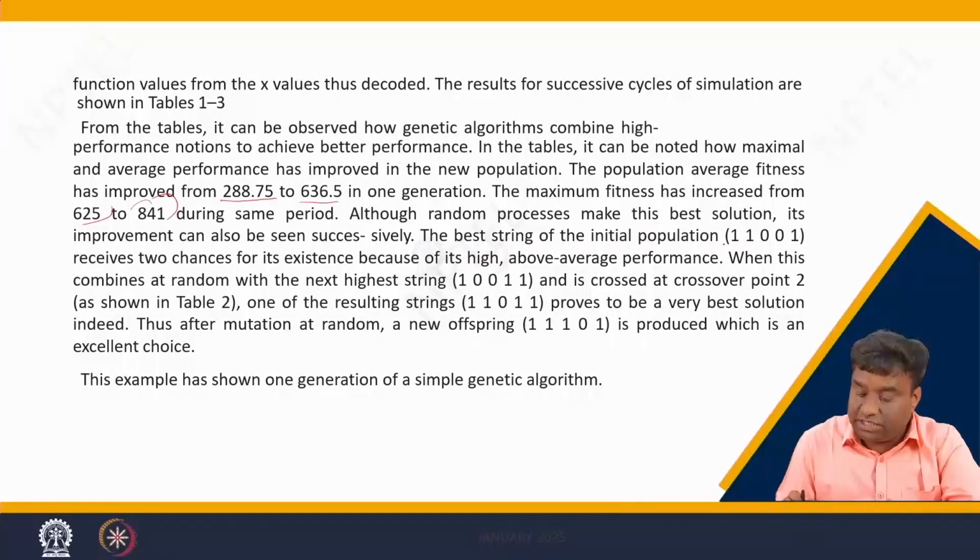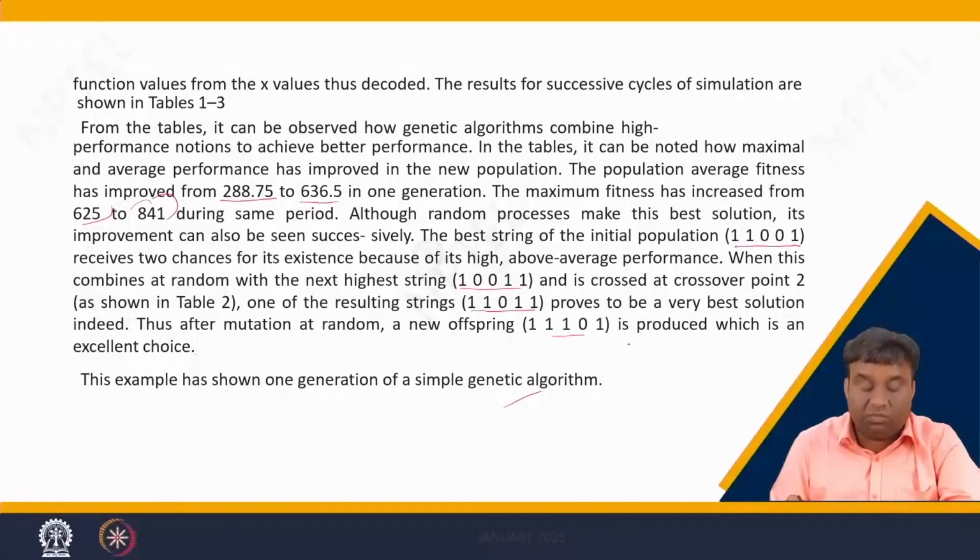The string of the initial population, that is 1101, received 2 chances for existence because of its high above average performance. When this combines at random with the next highest string 10011 and is crossed at the crossover point, one of the resulting strings, 1011, proves to be the very best solution. Then, by mutation at random, a new offspring 11101 is produced, which is an excellent choice. This example has shown one generation of the simple genetic algorithm. You can proceed for other generations also.